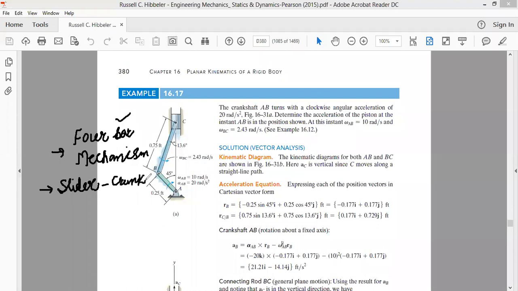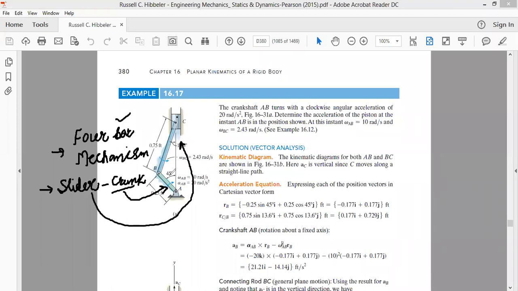Why do we call this a slider crank? If you look at link AB, or rod AB, this rod AB undergoes a complete 360-degree rotation. As far as rod BC is concerned, rod BC pushes this slider up and down. This C slider goes up or goes down. This is called a slider, and the link AB, which rotates a complete 360 degrees, is called a crank.